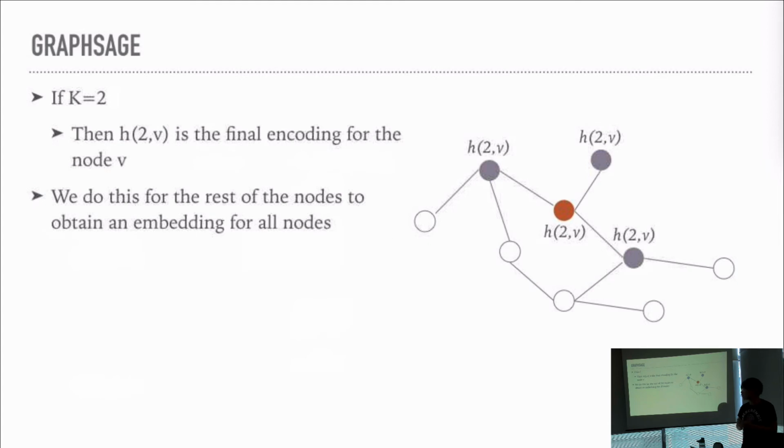So let's say our algorithm ends at k equals 2. Then H2 V is the embedding for that node V. And we want to do this for the rest of the nodes as well. You can't do it for one node and not the other because you need the H1 V and H2 V to continue for the rest of the nodes. Yeah. So that's the algorithm.